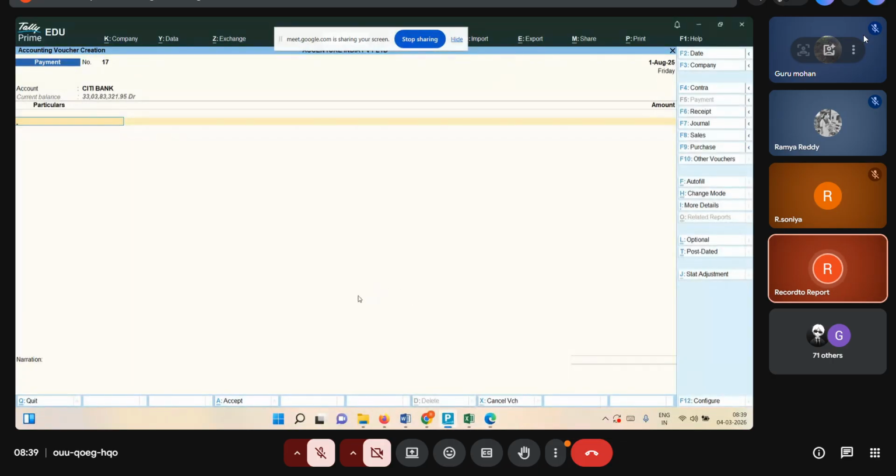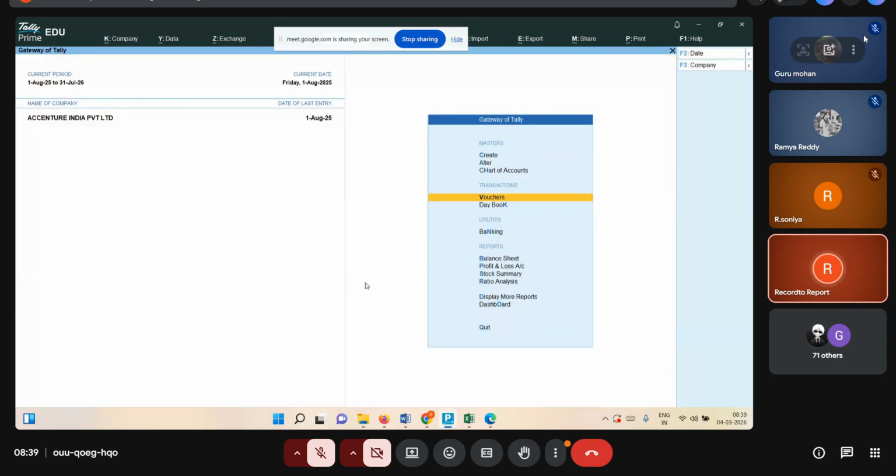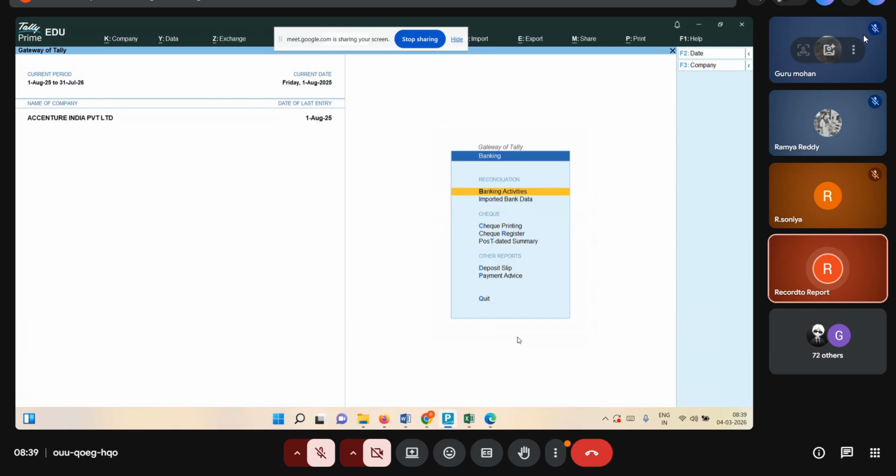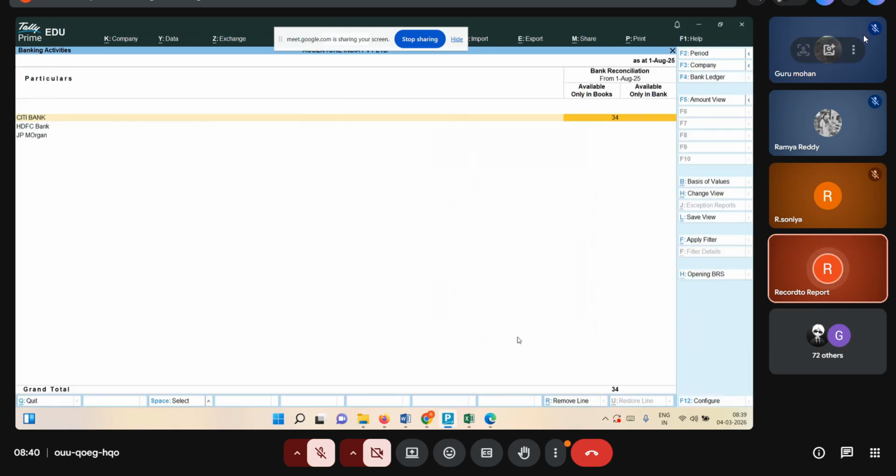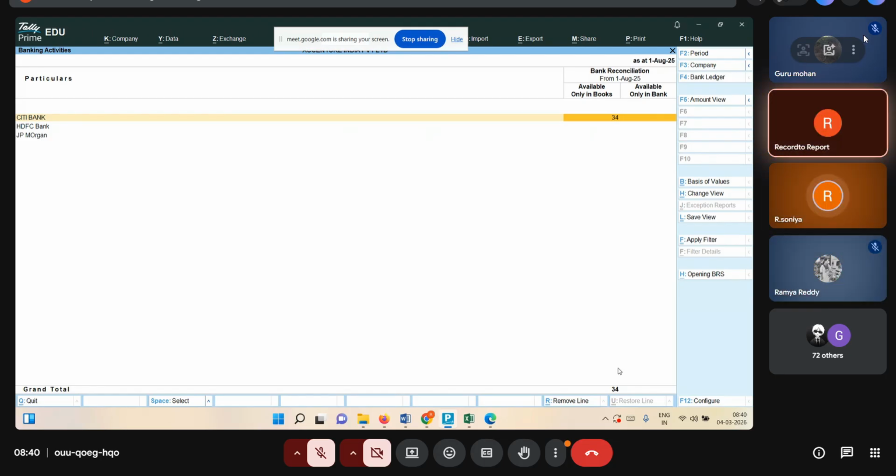Now let's do the reconciliation, guys. So how to do the reconciliation? We have discussed that reconciliation has to be done on a daily basis. Okay, so let's go to the banking activities. What are the banks we have here, guys? How many banks are created here? Citibank, JP Morgan. CFC, JP Morgan.